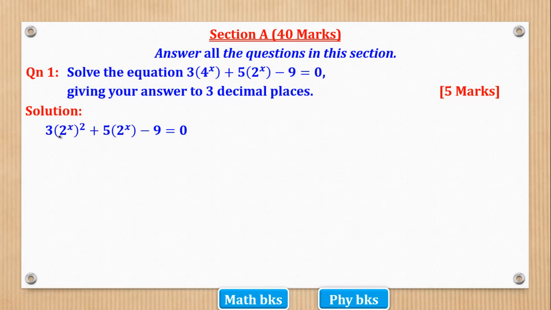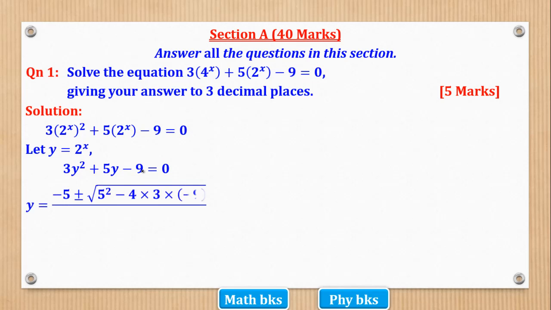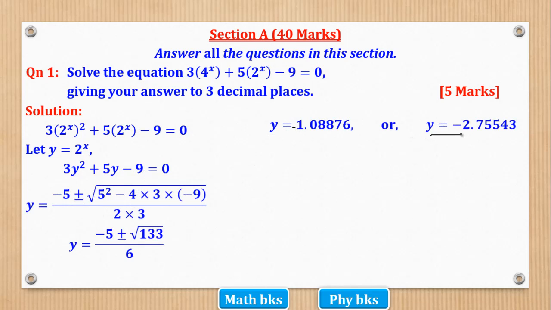After having that, I can now let y be equal to 2 to power x. Then I substitute 2 to power x here to be y squared, and here to be y. So now I have a quadratic equation which I can solve by factorization or the quadratic formula. Using the quadratic formula, I'll come up with this. Then I use a calculator to simplify and get the 2 values of y. If you see these decimals, it means that a student who chose to use factorization could not get the factors. So the only option was to use the quadratic formula.